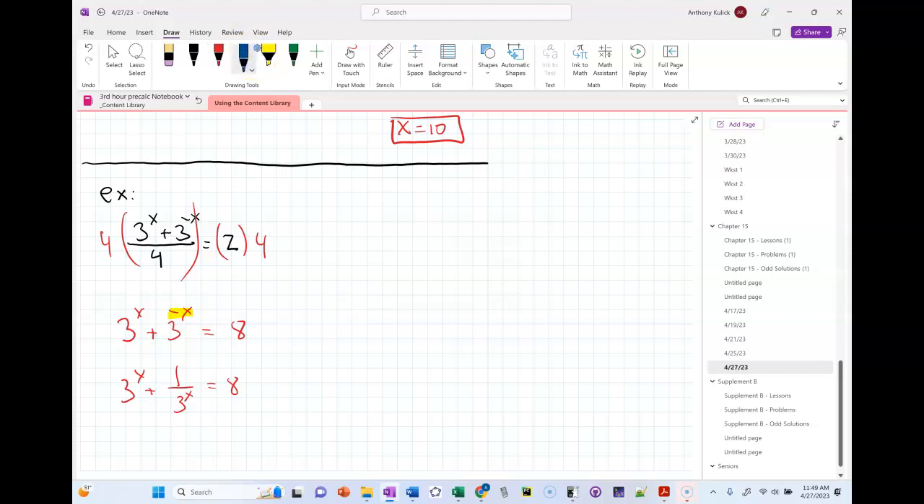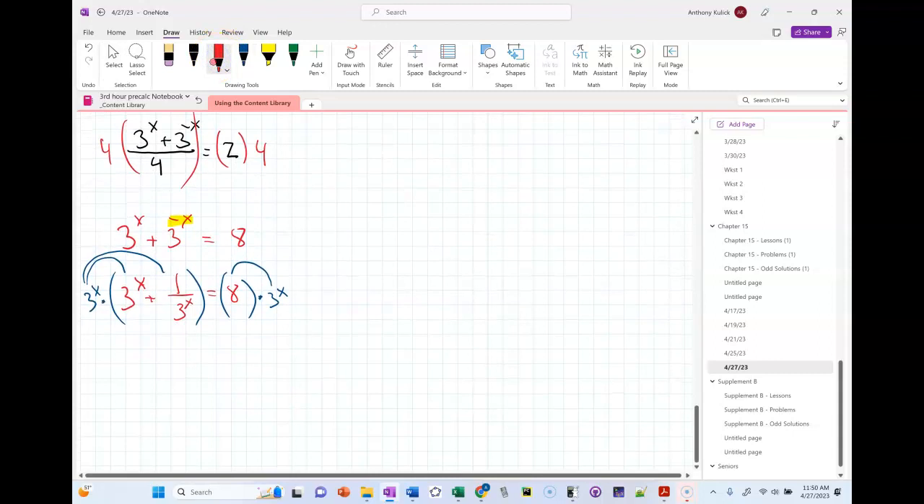Multiply both sides by 3 to the x. So you could have just thought that. You could have done that at the previous step without showing this one. It's not wrong to do that, but that's what we're doing.